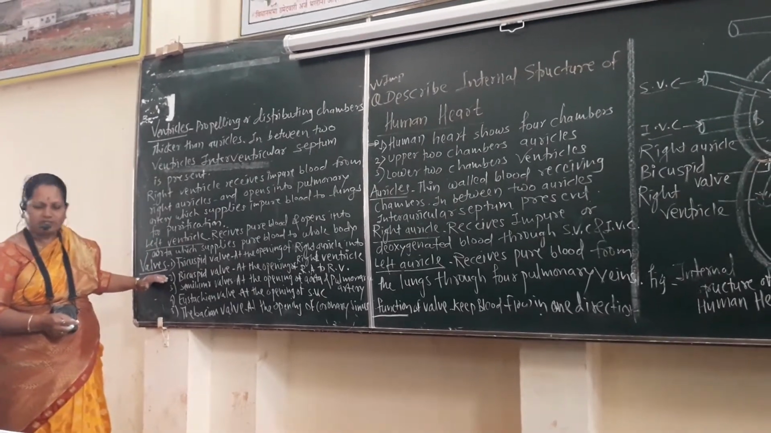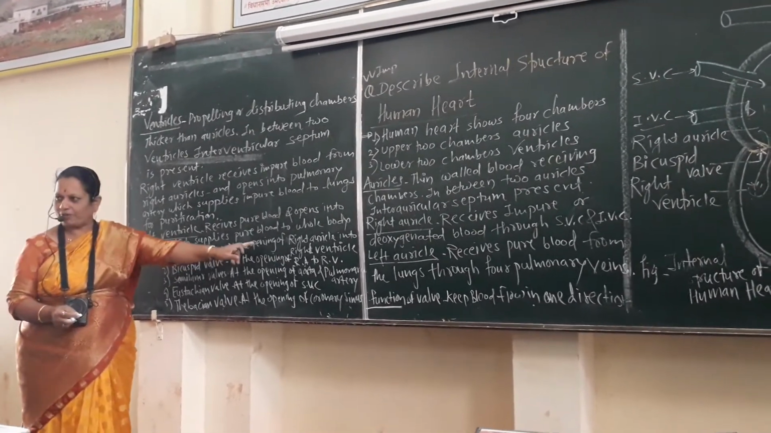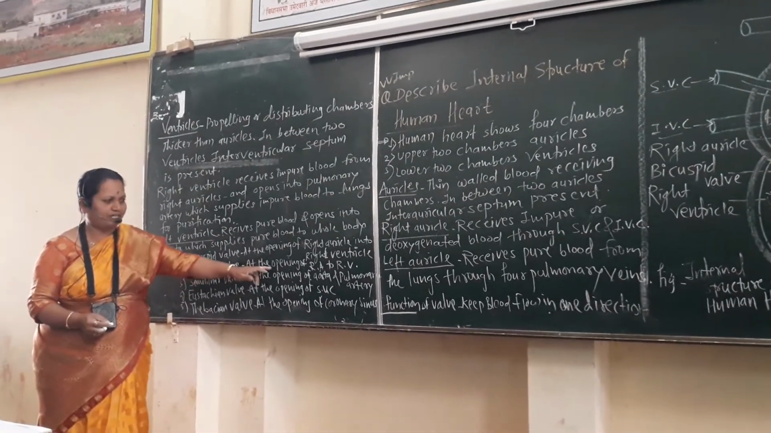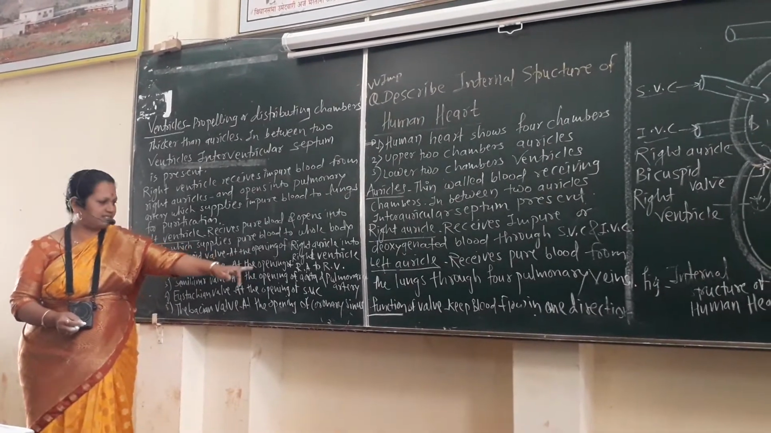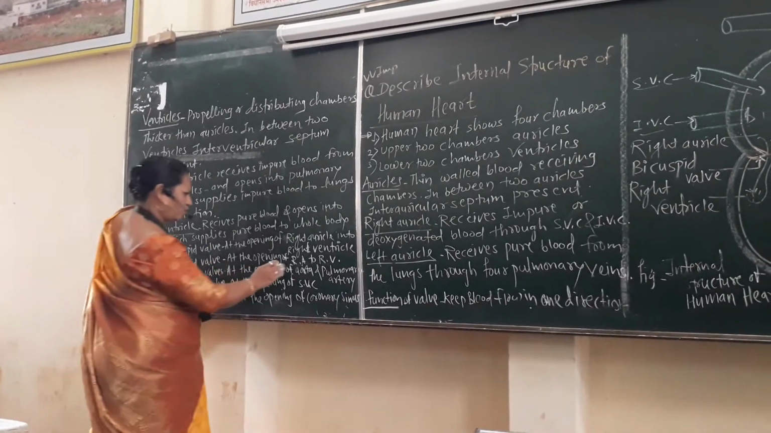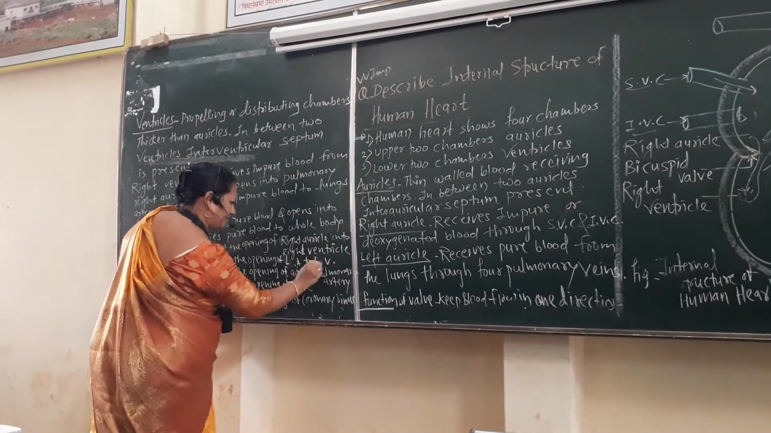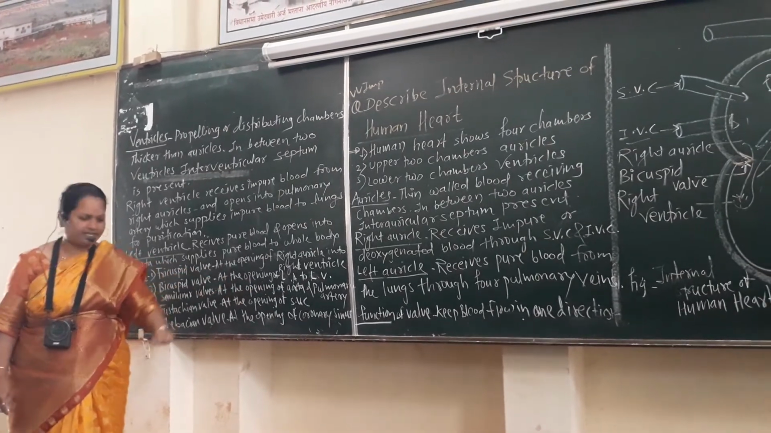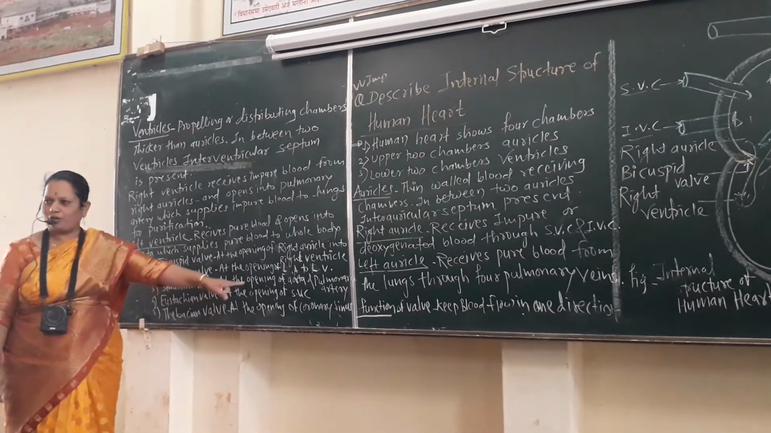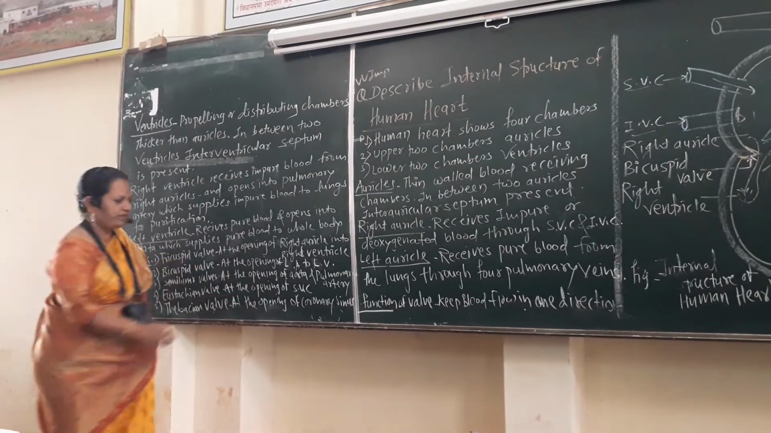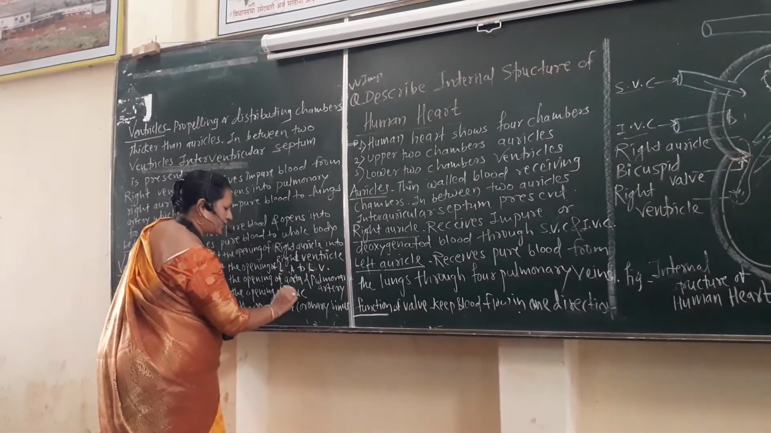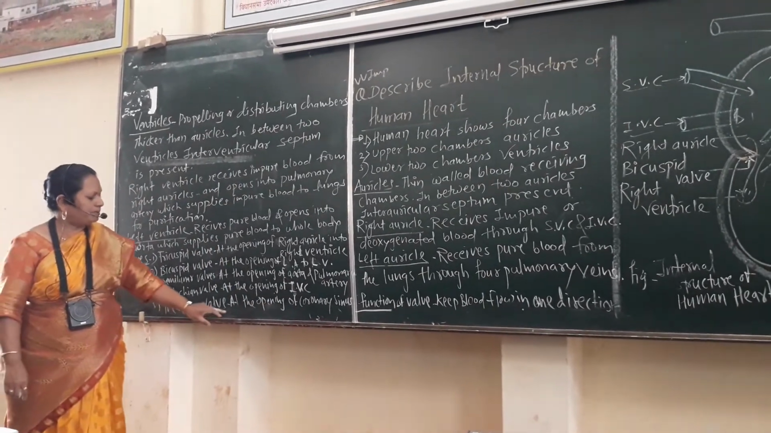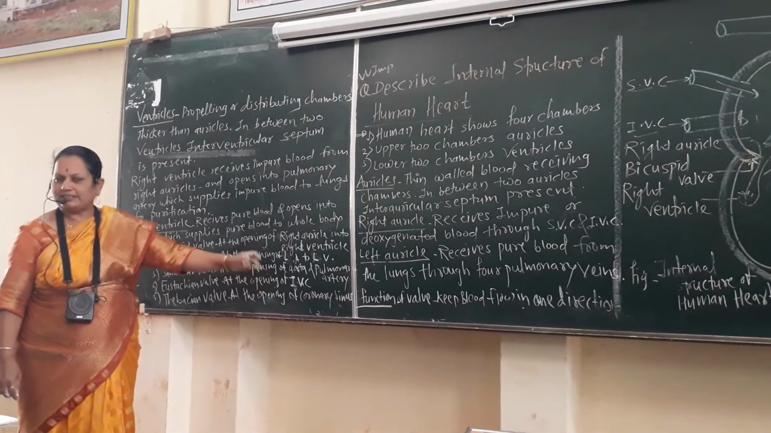There are 5 types of valves. First, tricuspid valve present at the opening of right auricle and right ventricle. Bicuspid valve, also called mitral valve, present at the opening of left auricle and left ventricle. Semilunar valves present at the opening of aorta and pulmonary artery. Eustachian valve present at the opening of IVC, inferior vena cava, also called post-caval vein. And the Thebesian valve present at the opening of coronary sinus. These are the 5 types of valves.